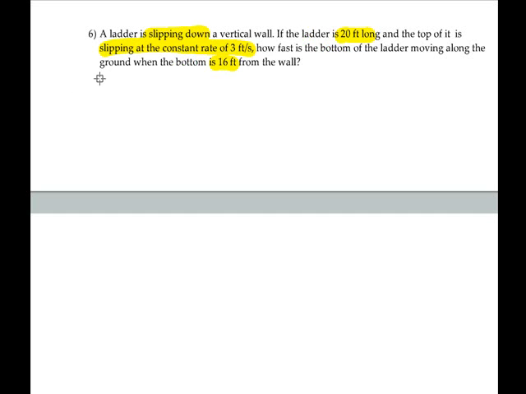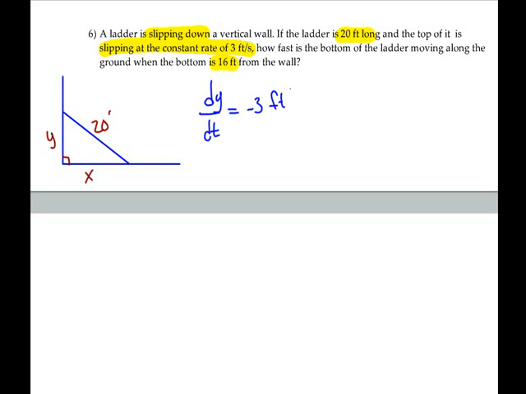So for these, I like to have a diagram. So here's my wall, here's my floor, and here's my ladder. I know that ladder is 20 feet long. I'm going to call this y, it's a vertical distance. I'm going to call this x, it's a horizontal distance. I'm going to assume that we built the wall perpendicular to the floor. They gave me dy dt in my variables is negative 3 feet per second. Negative because it's going down, it's decreasing.